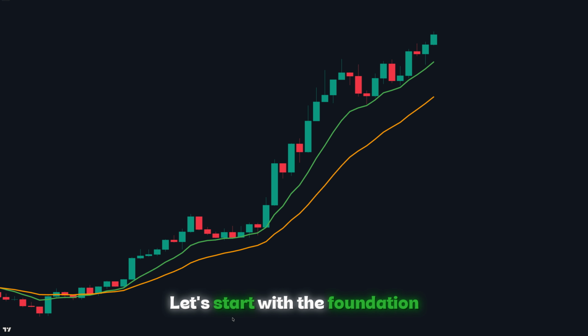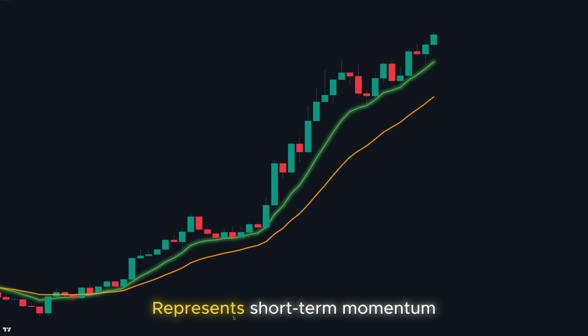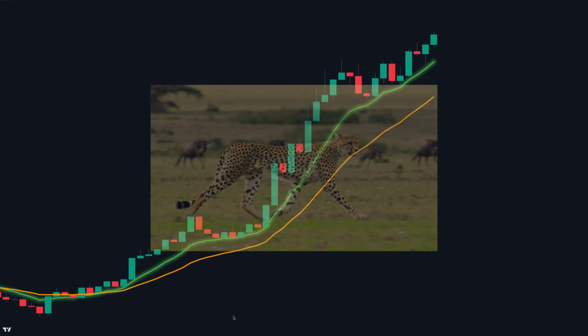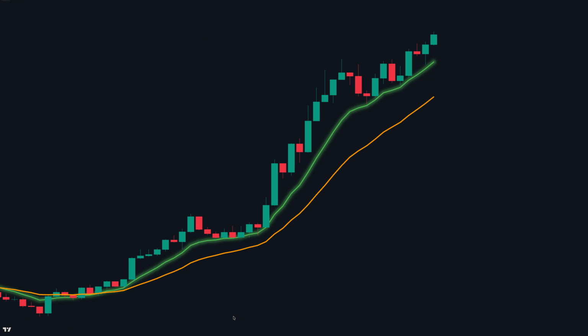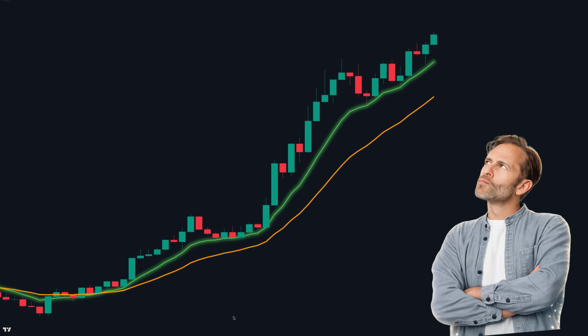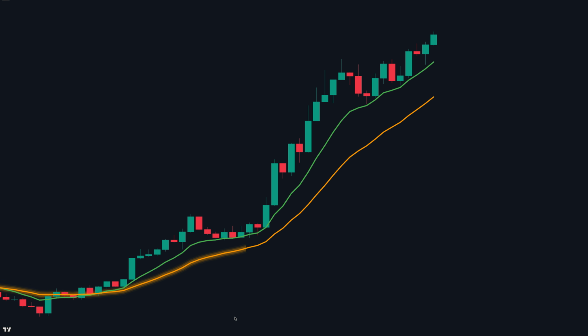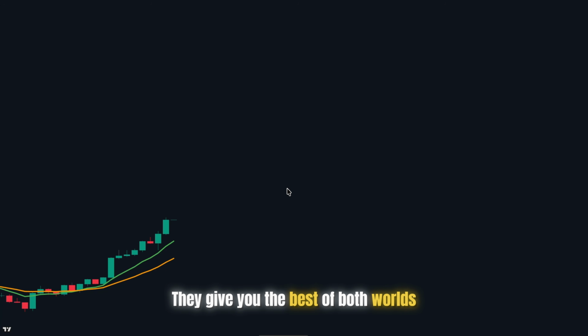Let's start with the foundation. Why these two moving averages? The 9 EMA represents short-term momentum. It's fast. It reacts quickly to price changes. It tells you what's happening right now. The 20 EMA represents short-term trend direction. It's slower, more stable. It keeps you aligned with the bigger picture without being too far removed from current price action. Together, they give you the best of both worlds.